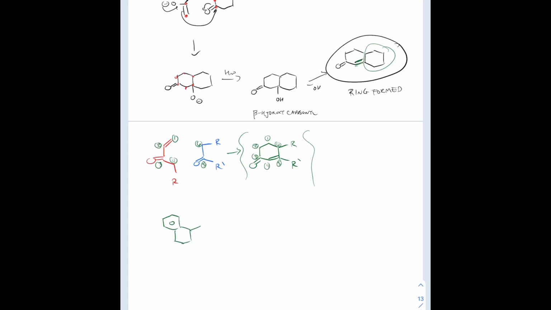So this should help us in quickly jumping to the final product or moving backwards when we have an alpha beta unsaturated ketone.